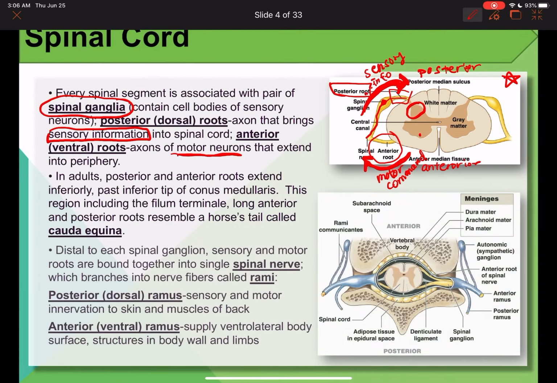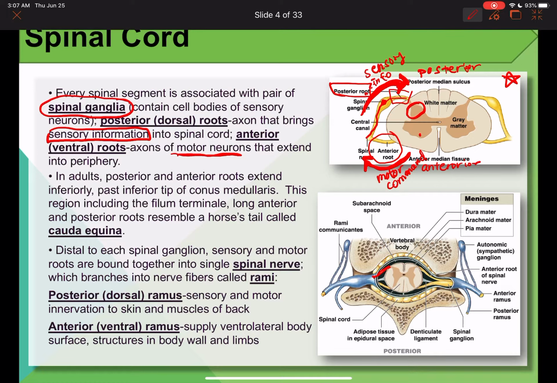And distal to each spinal ganglion, moving outwards laterally, there are sensory and motor roots that are bound together to form a single spinal nerve. Okay, so we were talking about this here. Now the book kind of switches on you.